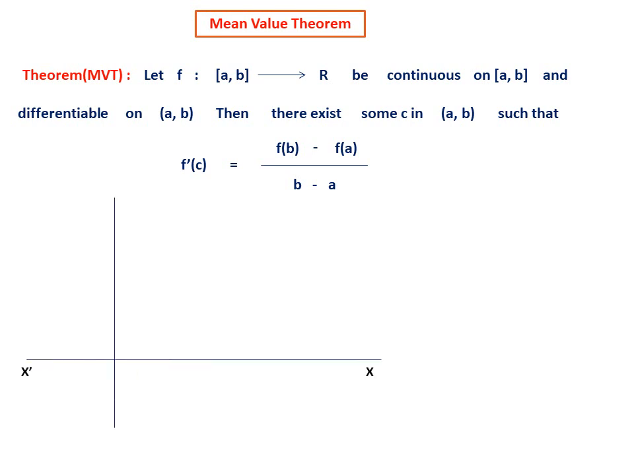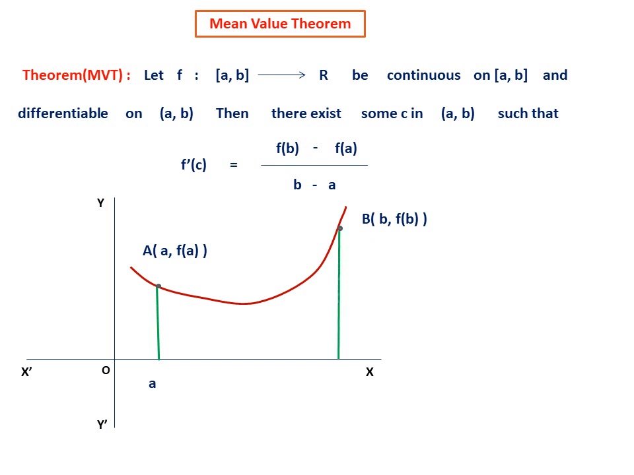Now let us try to understand the geometrical meaning of the mean value theorem. Consider a function y equal to f(x), with points A(a, f(a)) and B(b, f(b)). These are two points on the curve, where a is the starting point of the closed interval and b is the end point, where the function is defined, continuous and differentiable.